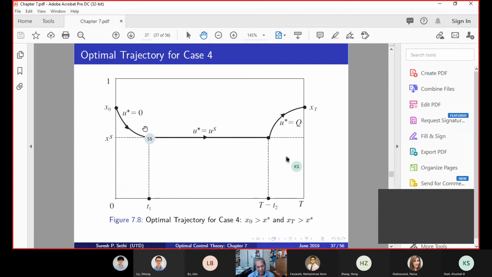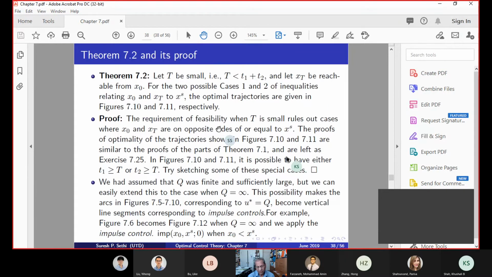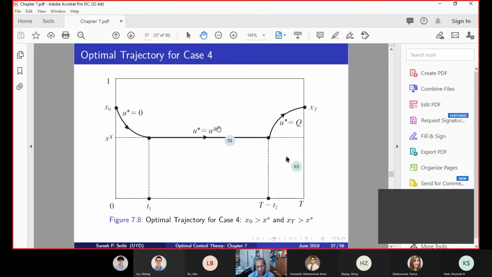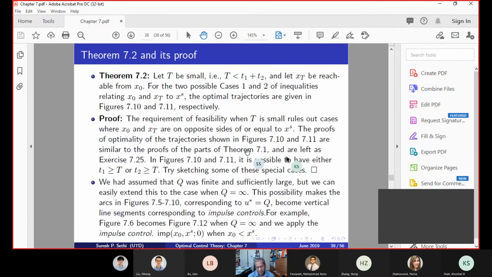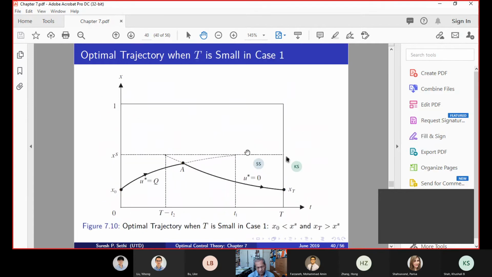The optimal solution goes from here to here to here, depending on where the x(t) is. So this means we have solved all possible problems as long as t is sufficiently large. Let's see what happens when t is not sufficiently large. When t is not sufficiently large, I can't reach the turnpike, or if I reach it, I can stay there only at one point.